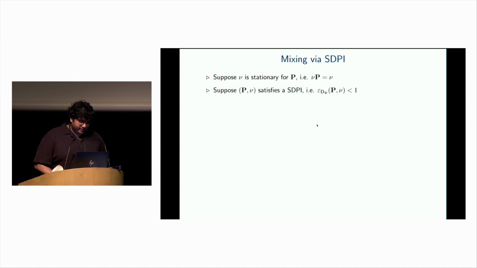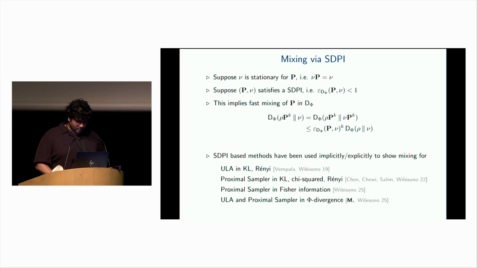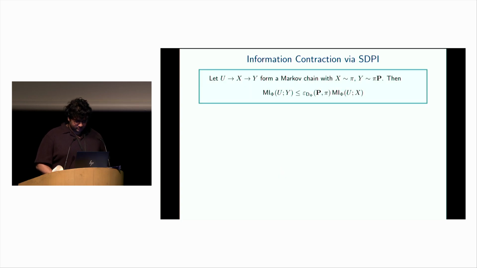So I claim that if nu is stationary for P and if P comma nu satisfies an SDPI, then we have fast mixing of P in phi divergence. This follows by applying this SDPI k times, and each time you apply it, you pick up a contraction factor. And so you have this fast mixing. And SDPI-based methods have been used implicitly and explicitly to show mixing for many Langevin Markov chains.